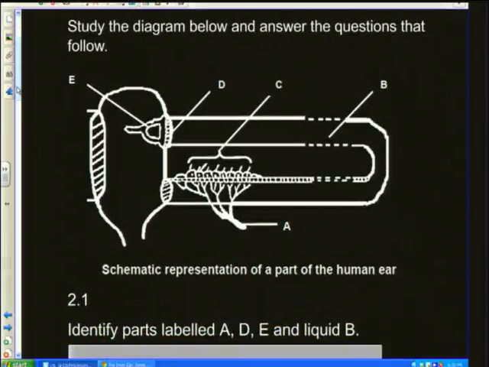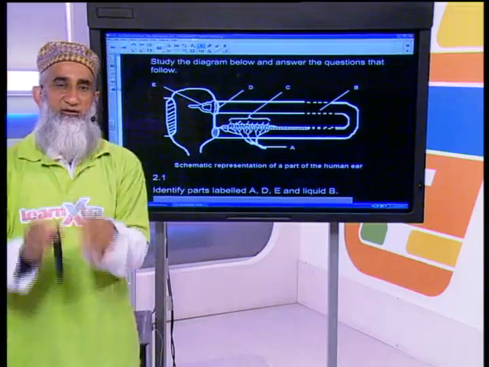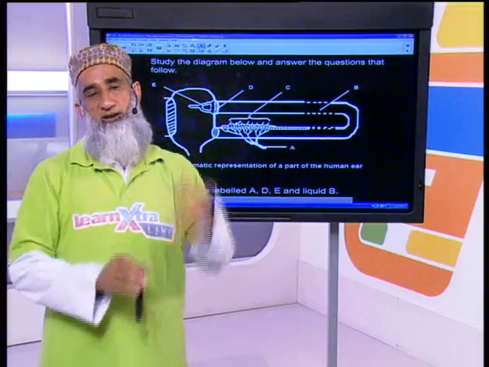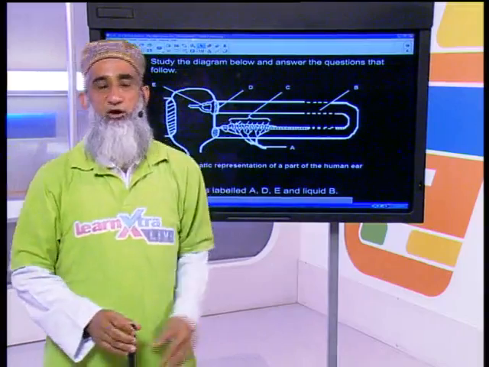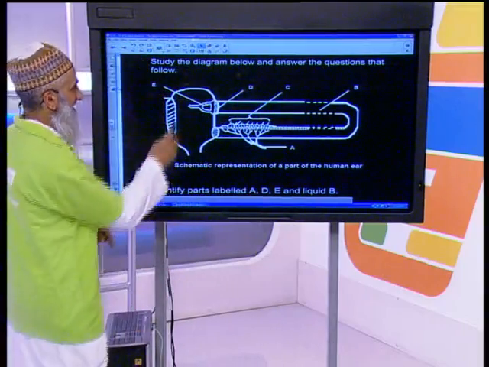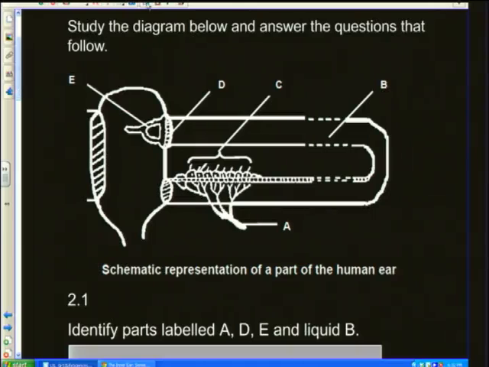Study the diagram below and answer the questions that follow. This is a nice diagram to explain how we hear. Notice the first part of hearing is easy. Pinna, auditory canal, tympanic membrane, hammer, anvil, stirrup, oval window. And that's where we are. So the sound is here by the oval window now. The sound waves are here by the oval window.